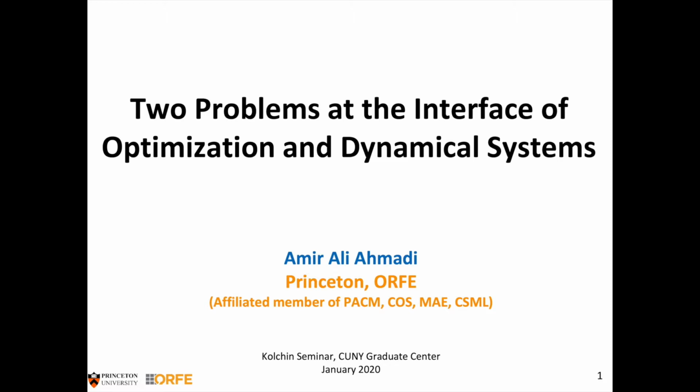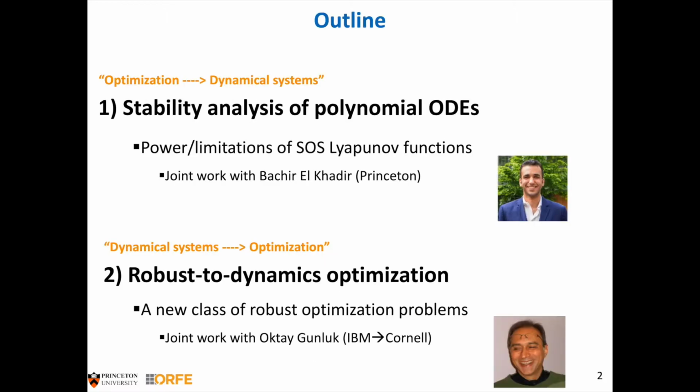So this talk will have two parts. The first part is more about the use of optimization to analyze stability properties of polynomial differential equations. I'll be talking about sum of squares Lyapunov functions and analyze sort of their power and limitations. This is joint work with my graduate student Bashir al-Ghadir.